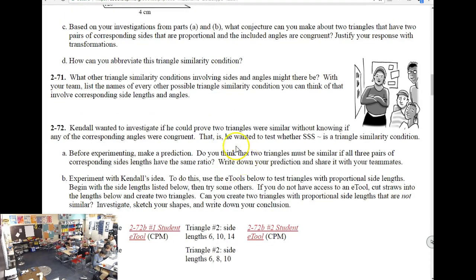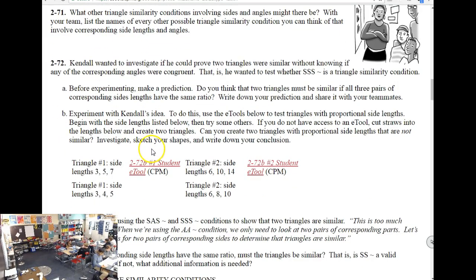We've talked about other similarities. We're going to go ahead and skip over that, to 7.2. So if you want to use the e-tools, you may. If you want to just discuss it with a team, you may. I don't really like how they structured this. We are comparing left to right. And I'm guessing you guys are probably going to want to use the e-tool. So if you want to pull up 7.2B.